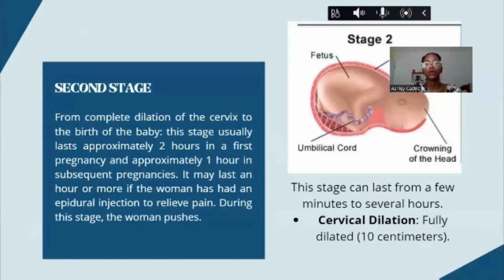The second stage is from complete dilatation of the cervix to the birth of the baby. This stage usually lasts approximately 2 hours in a first pregnancy and approximately 1 hour in subsequent pregnancies. It may last an hour or more if the woman has had an epidural injection to relieve pain. During this stage, the woman pushes. This stage can last from a few minutes to several hours, and the cervix is fully dilated at 10 centimeters.